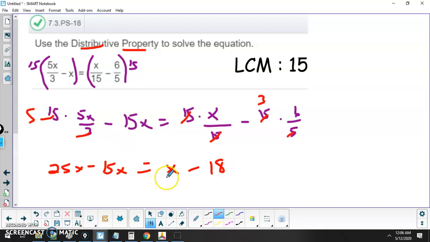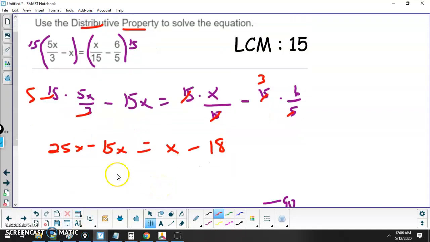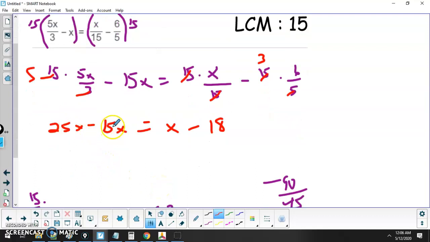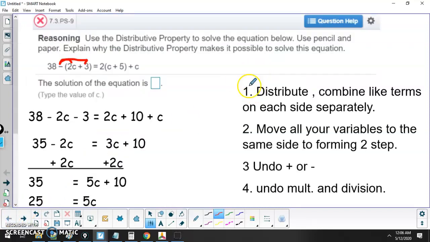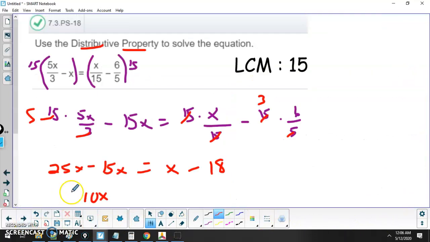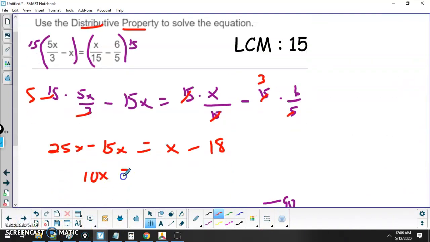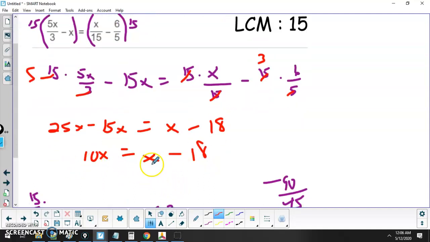Then you basically are going to combine like terms. 25 minus 15 is 10x. Remember, you're following the same steps as right here, in case you got lost there. So combine like terms, move your variables to one side. I want to get rid of this x on this side, so I'm going to have to subtract it.